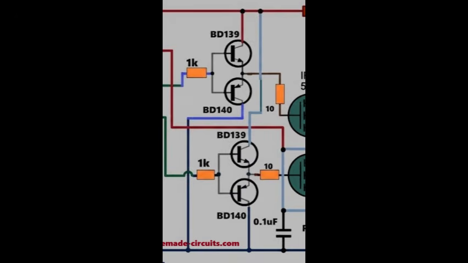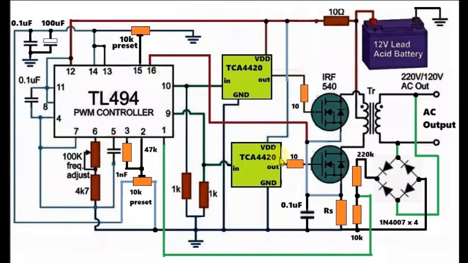Now, although this discrete BD139 and BD140 driver stage is still highly effective for medium power inverter applications, dedicated driver ICs may provide slightly stronger gate drive performance, as shown on your screens now. The functioning of this TL494 inverter is exactly the same as above, except its output power delivering capacity, which has increased significantly due to the use of dedicated 6-amp MOSFET driver ICs, TC4420.